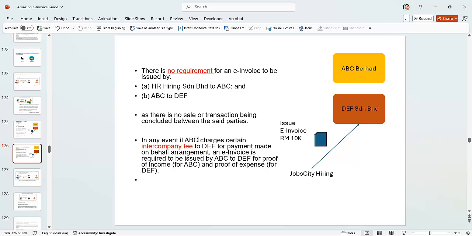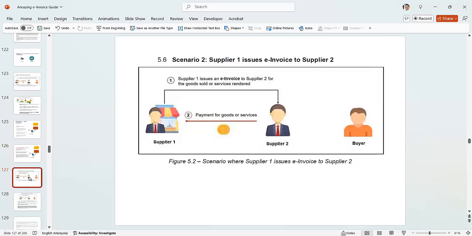In the event that ABC does charge a certain intercompany fee to DF, then in this case, yes, an invoice is going to be issued by ABC to DF as proof of income. And for DF, it is proof of expenses, right? Because DF has to pay the fee. Regardless of 1 ringgit or 10 ringgit, you still need to account for that. Okay, let's take a look at the other one.